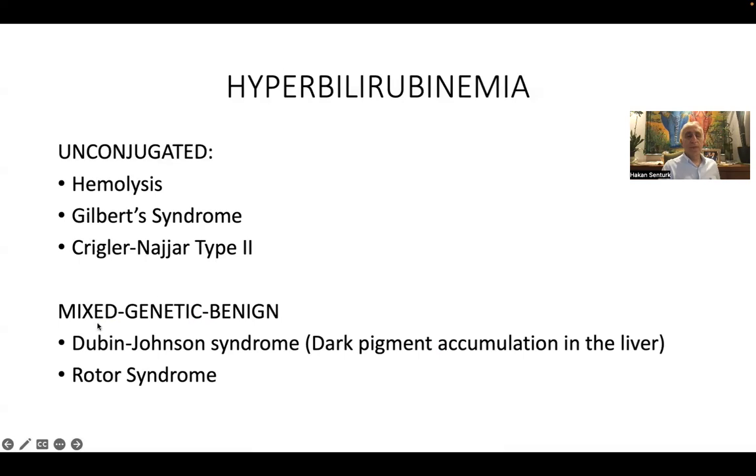There are two other genetic abnormalities, Dubin-Johnson syndrome and Rotor syndrome. In these conditions, there is a mixed hyperbilirubinemia. These are also benign, and in the circulation, both unconjugated and conjugated bilirubin are elevated. The difference between them is that in Dubin-Johnson syndrome, because there is a defect in the excretion of pigments from the liver, the liver has a green-like color.